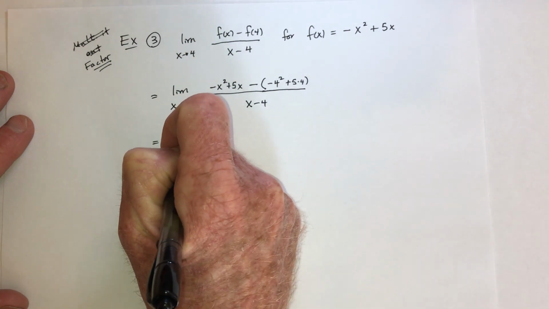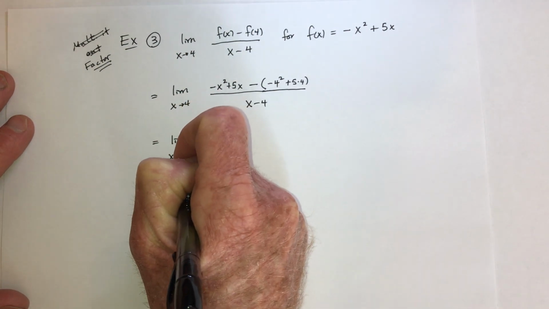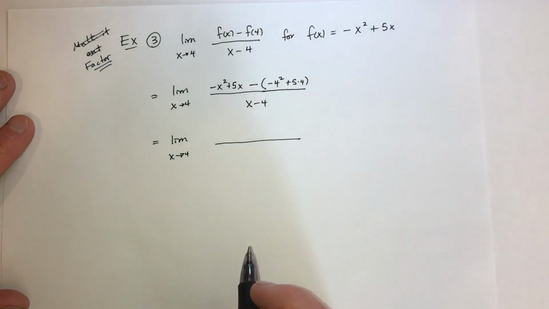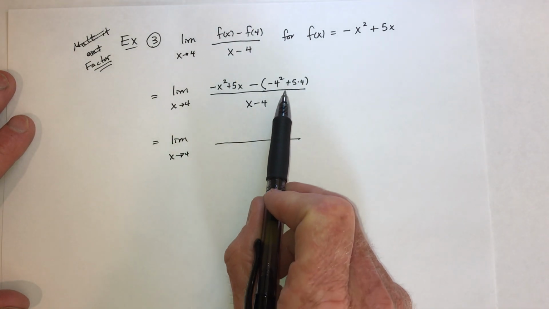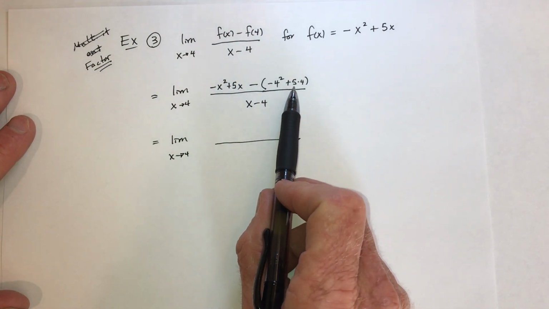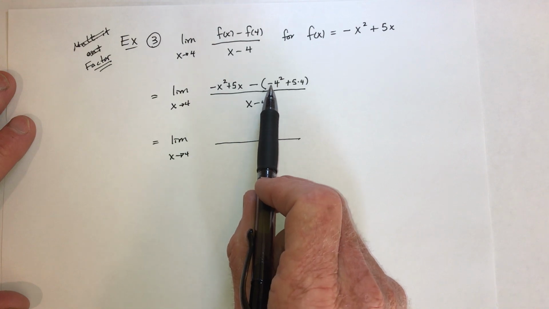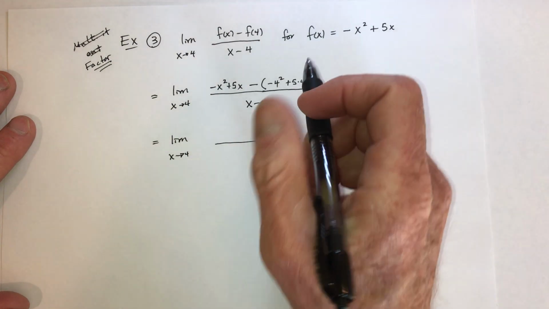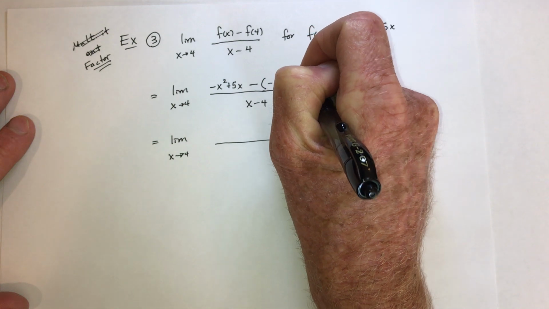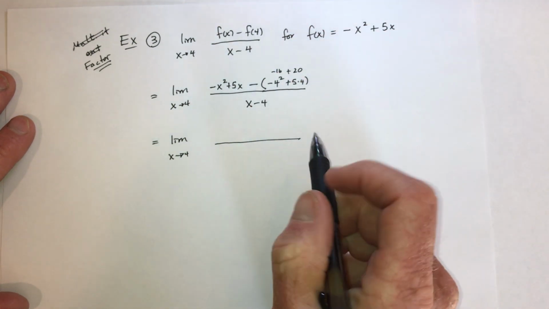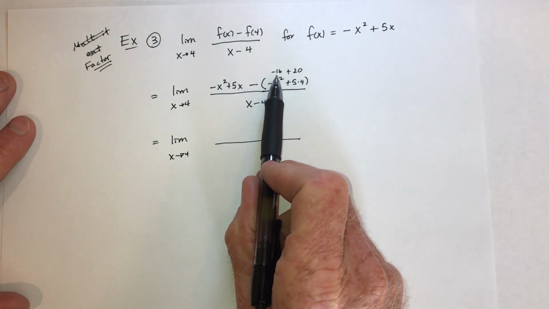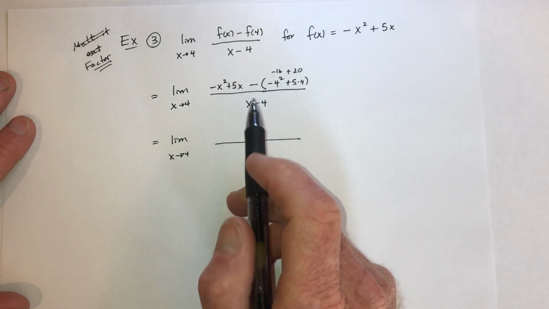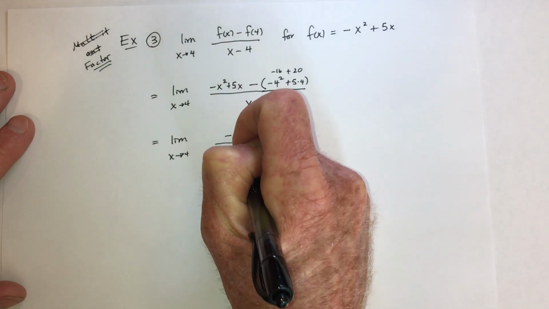All right, the limit as x approaches 4. So the top has what? This is going to be 20. The negative is not inside parentheses, so you don't square it. So that means this is a positive 20 and this is a negative 16. So that's going to be 4, but then this negative applies. So it's going to be minus 4.